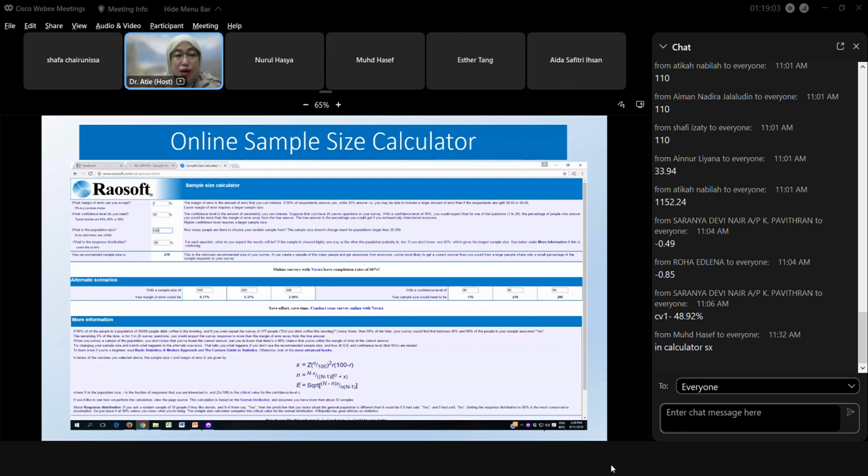Everyone, what I want you to do now is take your handphone, or you can use your PC or laptop, go to Google and search for Raosoft calculator. Can you please do it now?